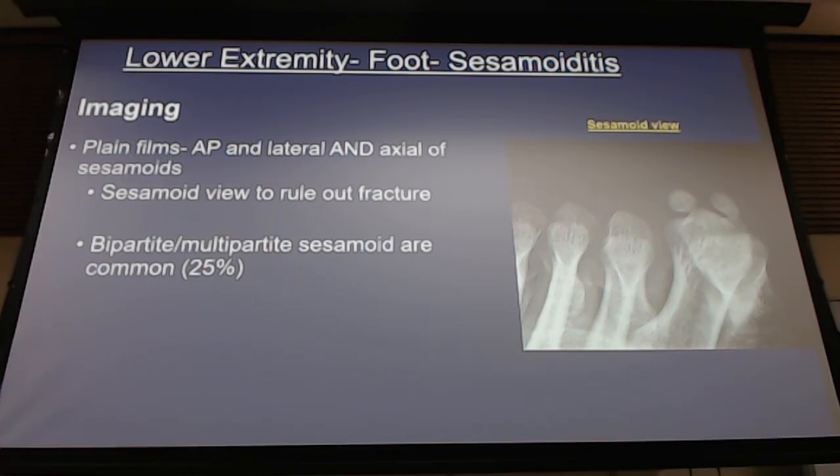You have to be careful, because having a bipartite sesamoid and sesamoiditis doesn't mean they have a sesamoid fracture. But if they do have a sesamoid fracture, then you treat them a little differently. So, to differentiate the two, look at the margins of the sesamoid bone. And you can always compare it to previous films or to the contralateral side.